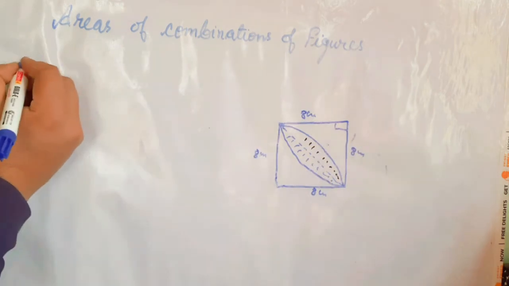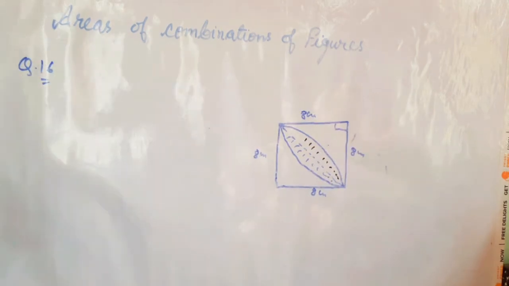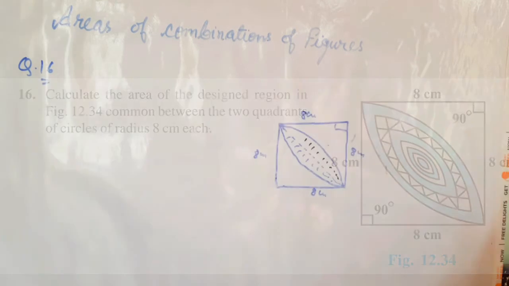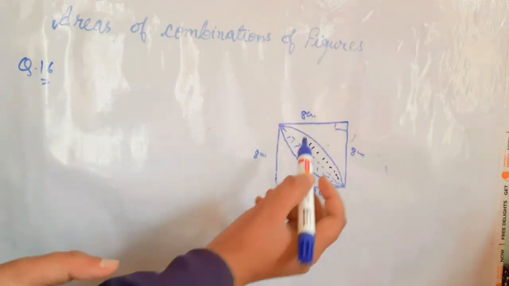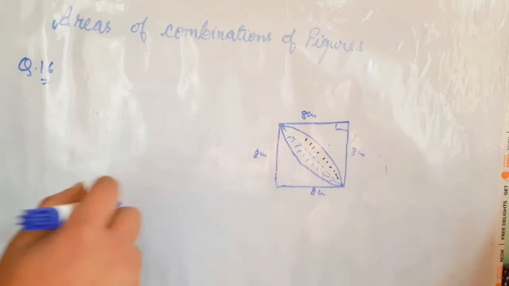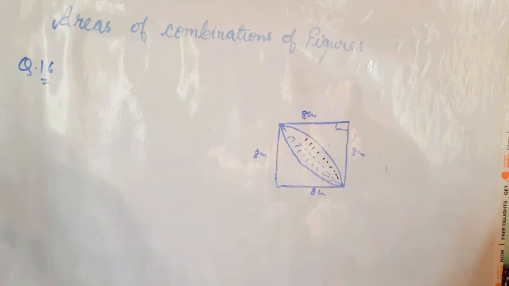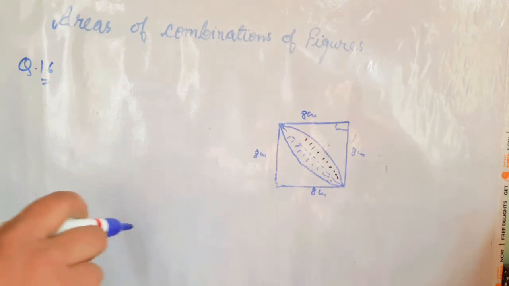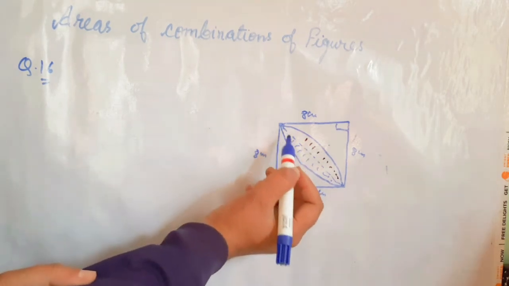Now let us see question number 16, which is given equals to, calculate the area of the designed region in figure 12.34 common between two quadrants of the circle of radius 8 cm. So here we have a quadrant of the circle with radius 8 cm. From this quadrant we have to calculate the area of this shaded design. This design is equals to sum of two segments.